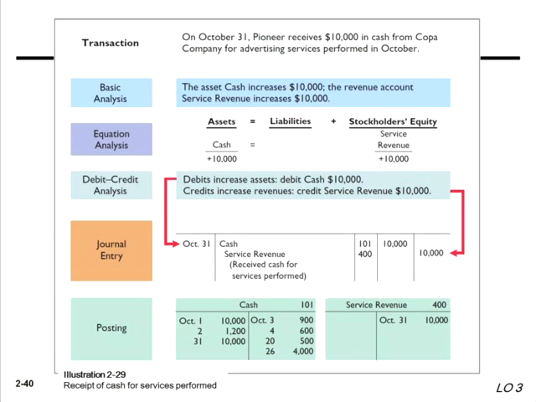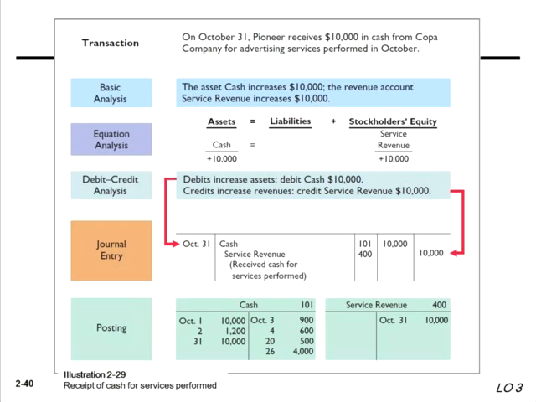Service revenue, as we saw in the first half of the lecture, will cause retained earnings to go up, and the way to increase retained earnings is with a credit. And we saw that the normal balance of service revenue is a credit, so we will credit service revenue for $10,000. So we post the $4,000 credit to cash. We post the $10,000 debit to the cash account, and then we post the $10,000 credit to the service revenue account.